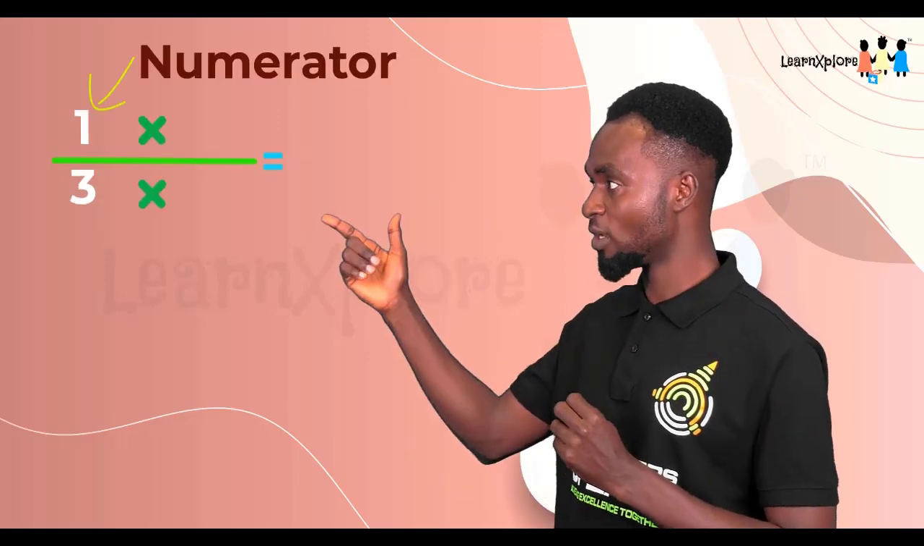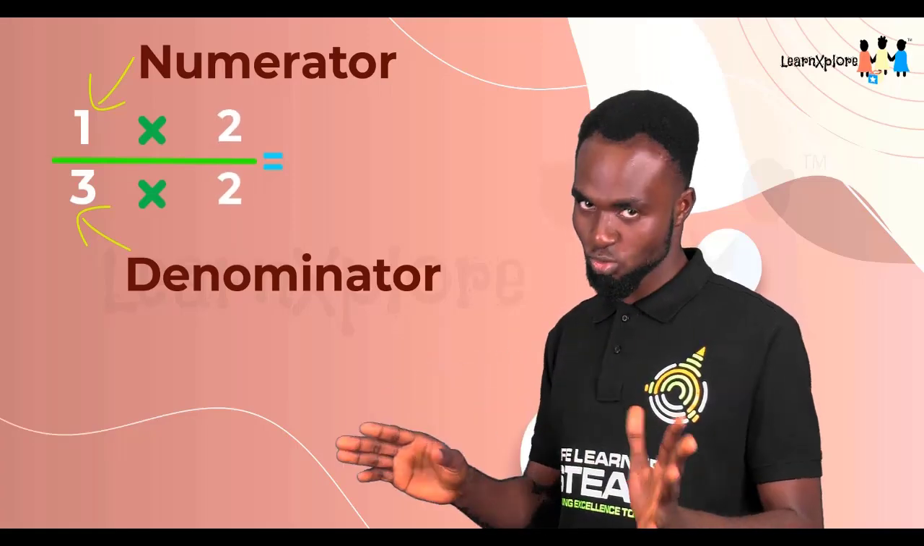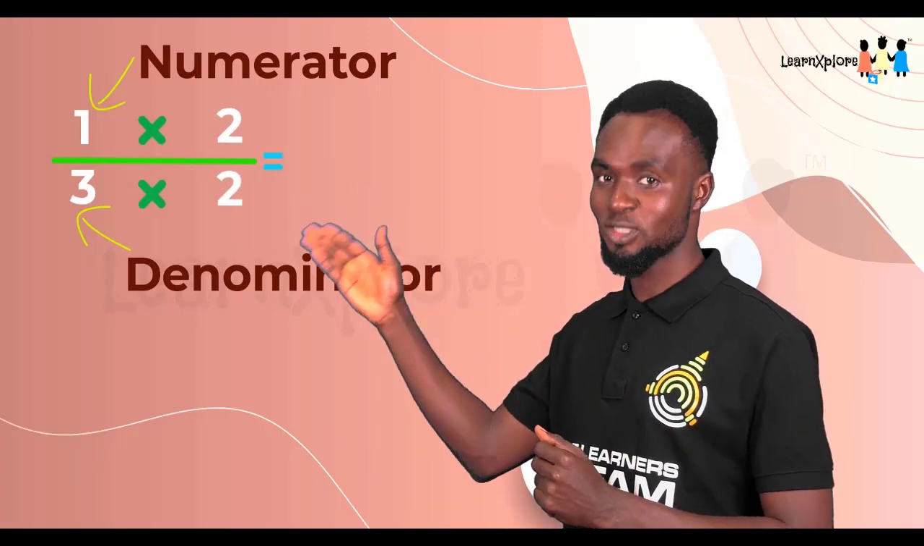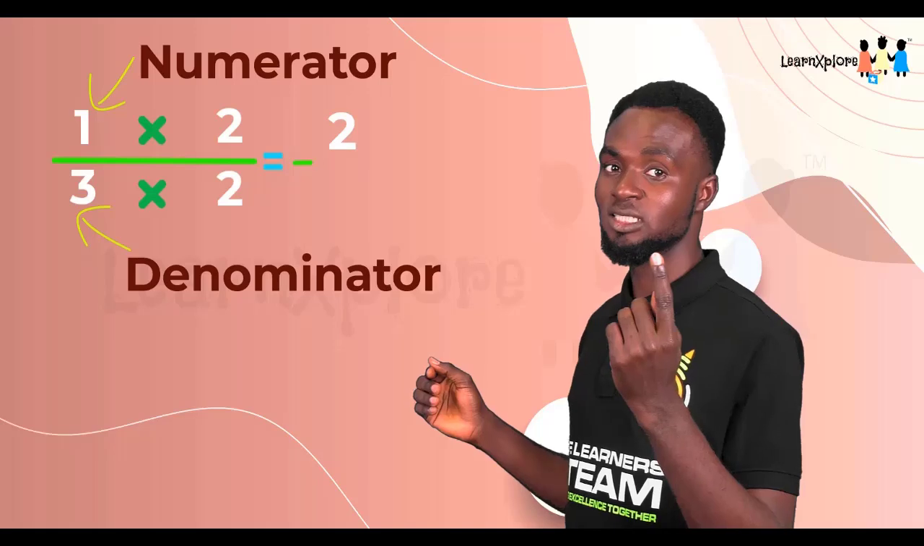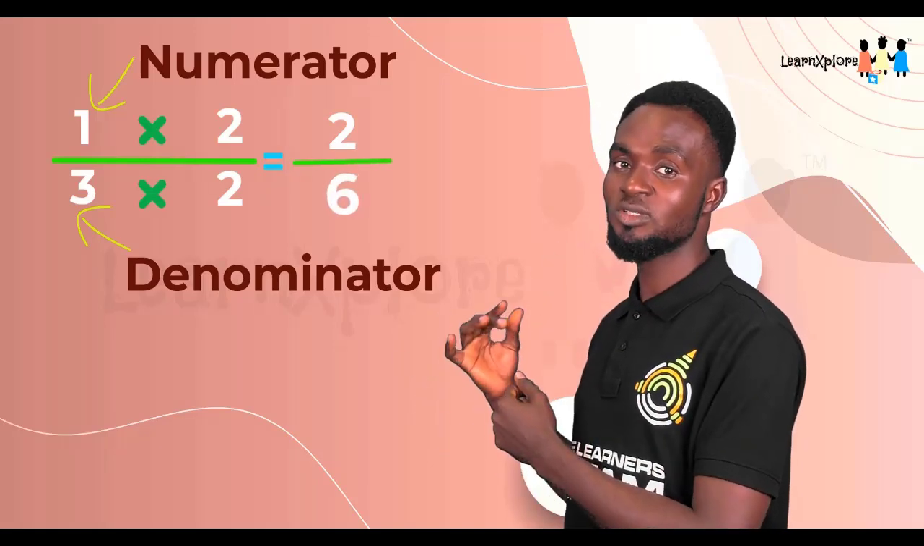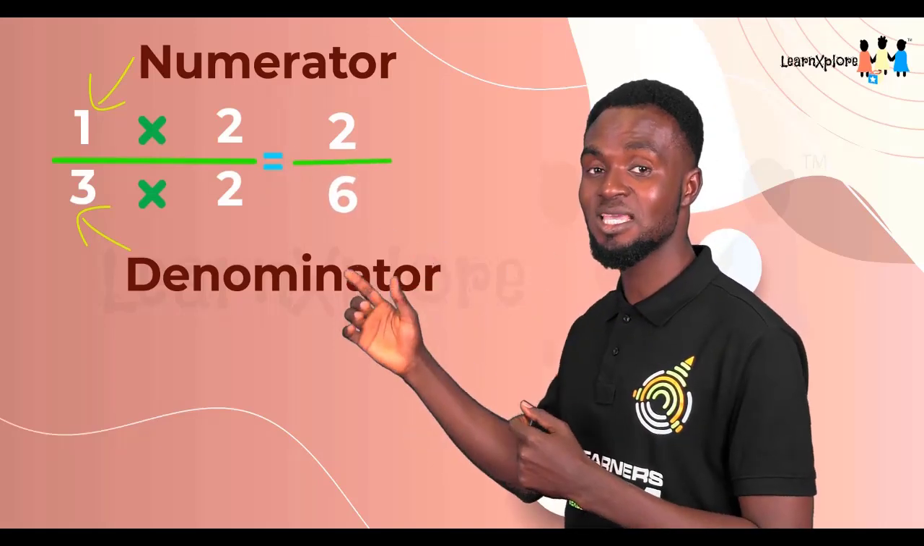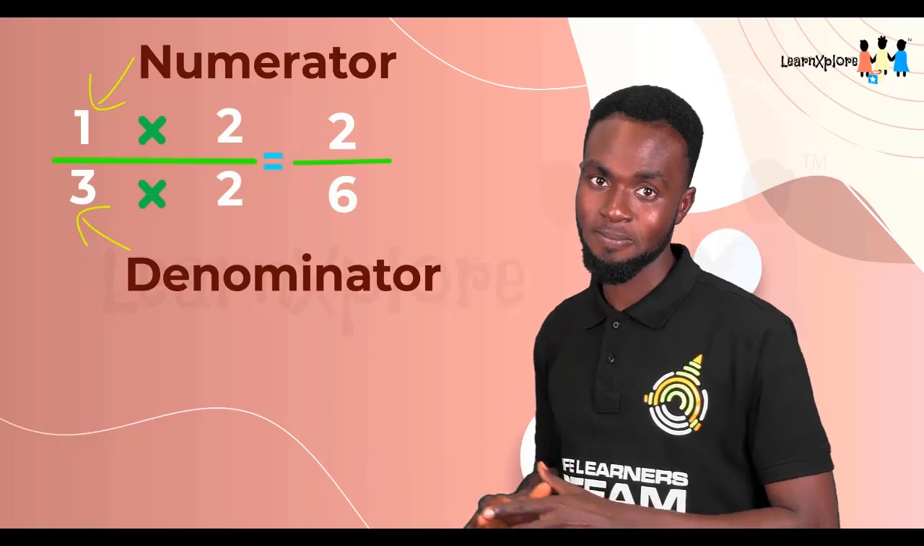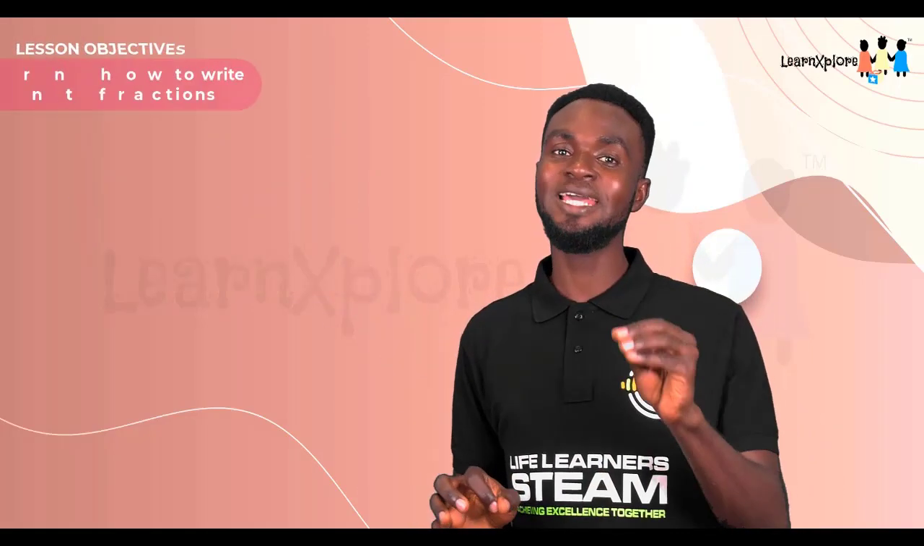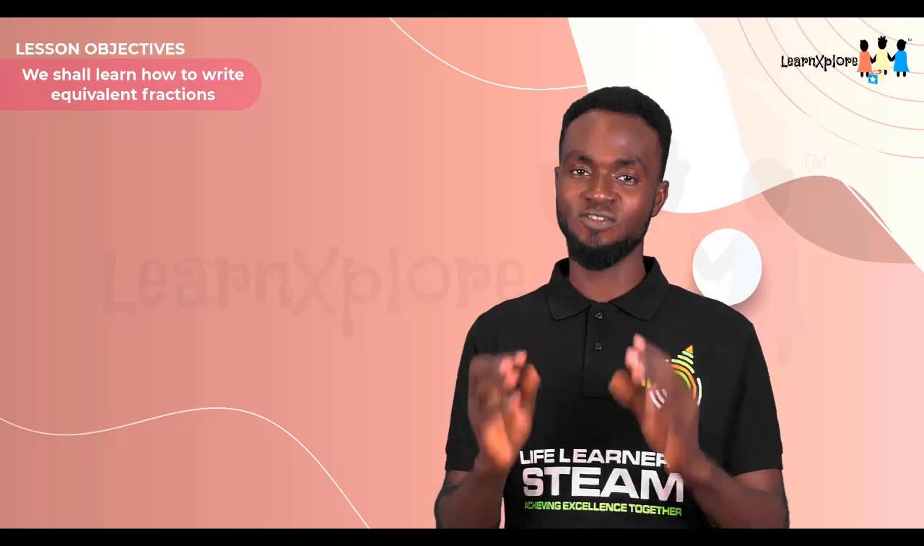How do we get that? We got that by multiplying the numerator and the denominator by 2. So 1 multiplied by 2 will give us 2, and 3 multiplied by 2 will give us 6. So 1/3 is the same as 2/6. So in this lesson, you will learn how to write equivalent fractions.